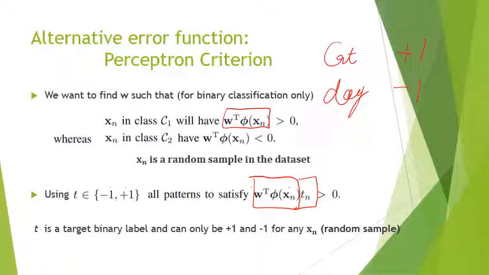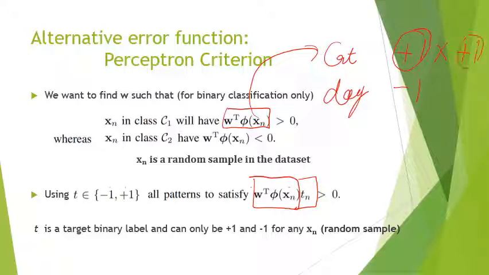So I feed my x, which is a cat. Then my model has predicted +1, let's say. If my model has predicted +1, I will multiply that +1 with the original label in the data set, and both are plus 1.